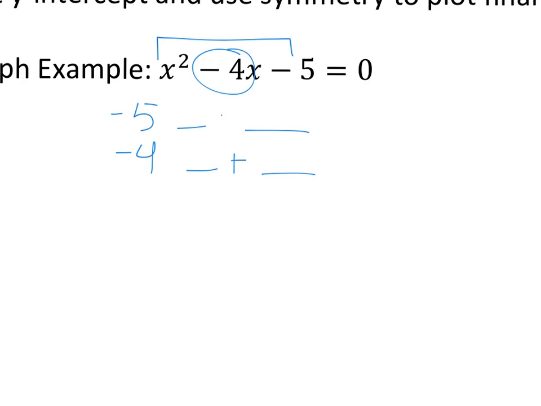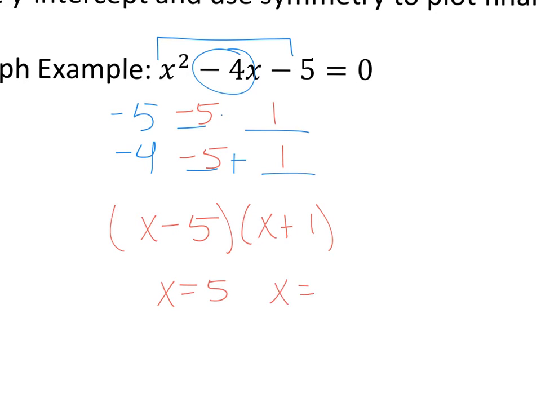Hopefully, by now we've done a pretty good job of figuring this stuff out in our heads, but it multiplies to be negative 5, adds to be negative 4, it's going to be negative 5 and 1. So when we do that in our dead cartoon eyes, that's x minus 5 and x plus 1. And when we solve this, we get x equals 5 and x equals negative 1.